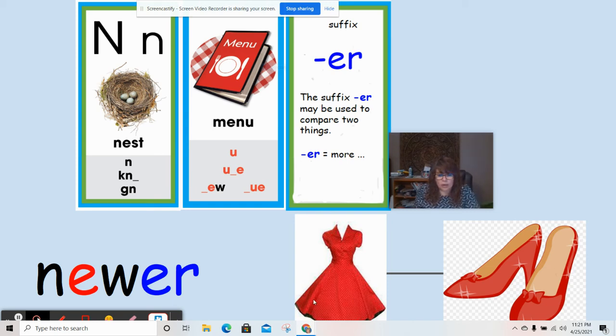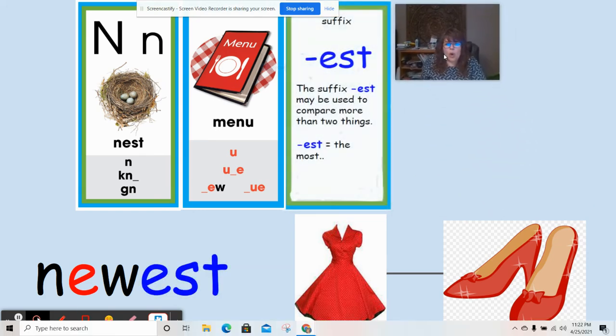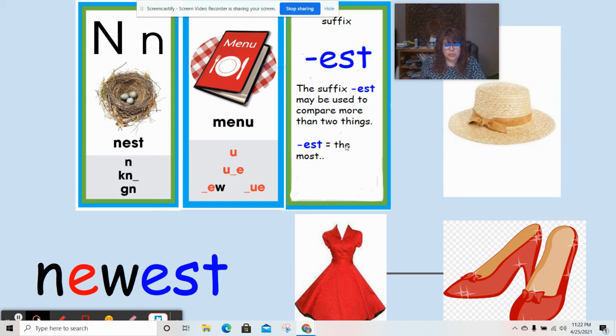That means more. Now we're going to take the suffix out. And remember, this is our root word, new. That's where we started. Now we're going to add the est, which means the most new. In this case, because the root word is new, the hat is the most new, which means the newest.